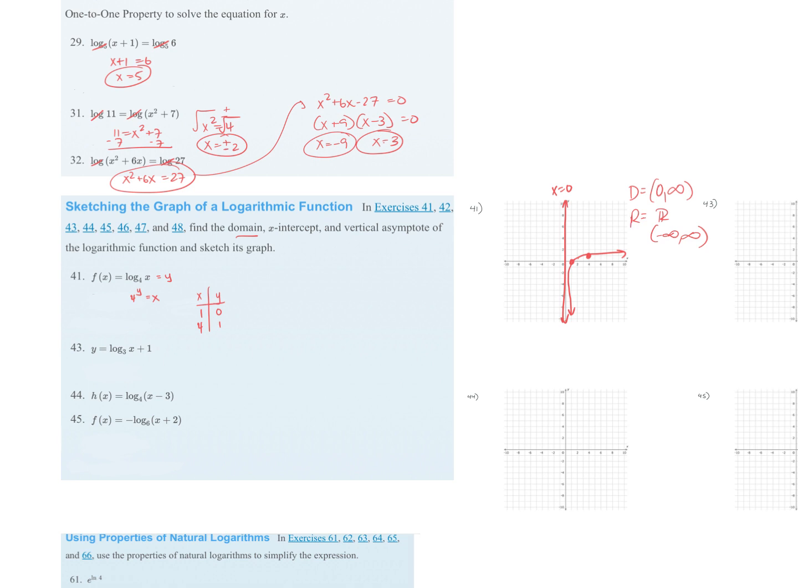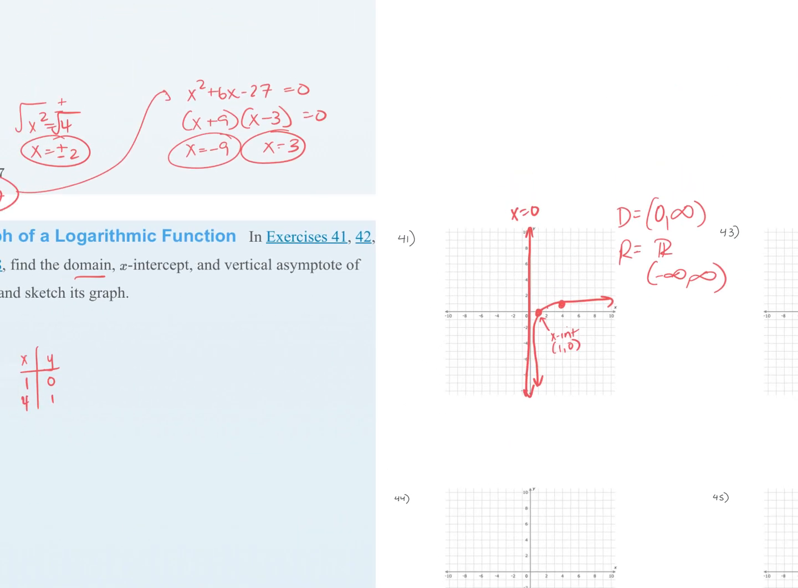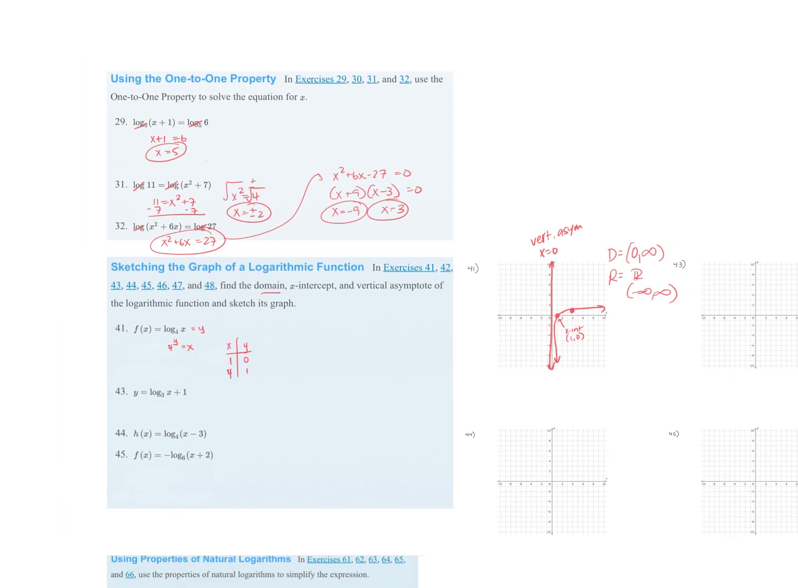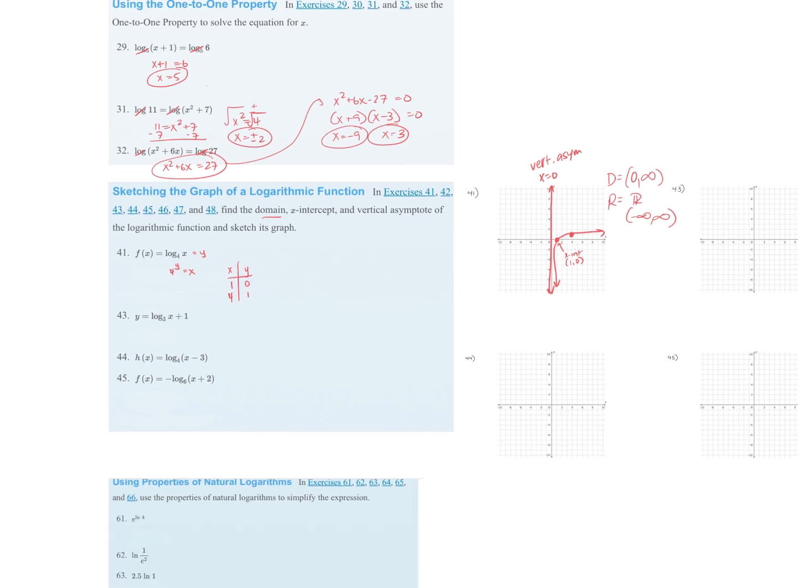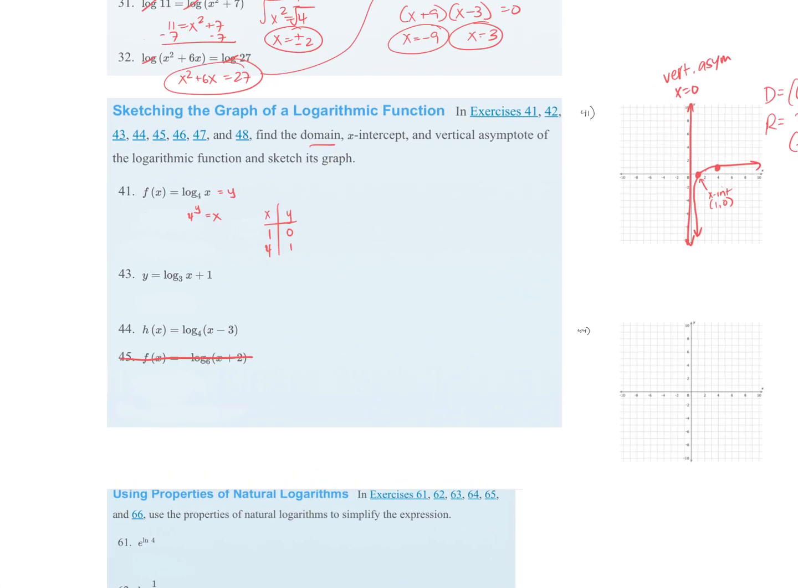Okay, so that's my range. My x-intercept is important. In this case, since I didn't have any shifts, it was easy. My x-intercept is (1, 0). And my vertical asymptote is here. So this one was really easy. The asymptote is always kind of easy. I think the x-intercept can be a little challenging when there's a shift. I'm not going to give you anything like 45. But let's do one like this one.